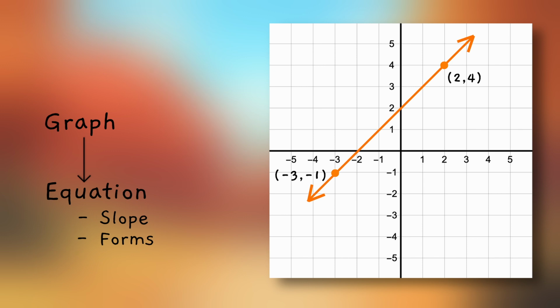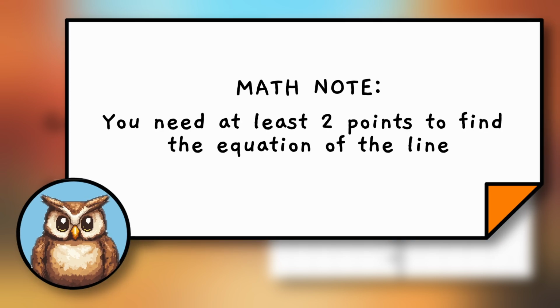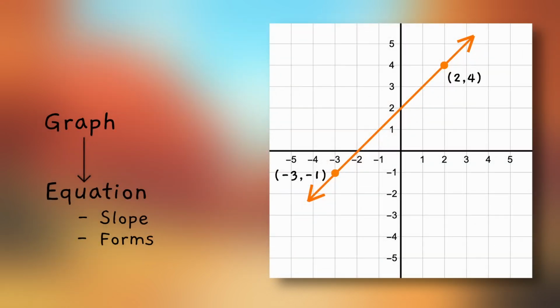And I will say, by the way, you do need at least 2 points on the line to find its equation. If I were to only give you 1 point, it wouldn't work because there's an infinite number of lines that go through that 1 point. But if I give you 2 points, there's only 1 line that goes through those 2 points. And so that's something to keep in mind, is you have to know at least 2 of the points on the line in order to find its equation.